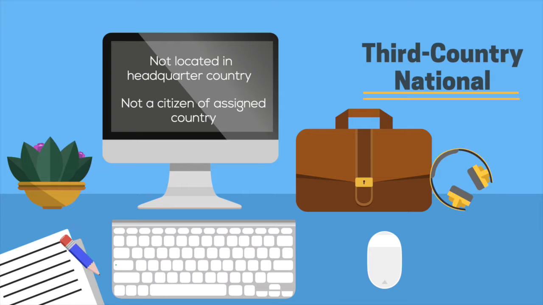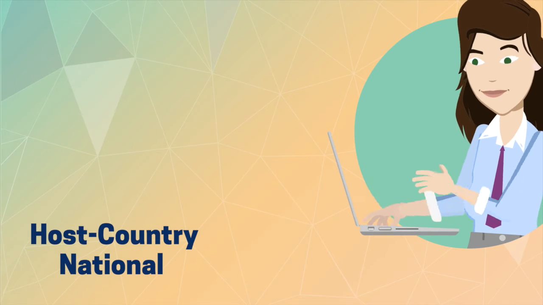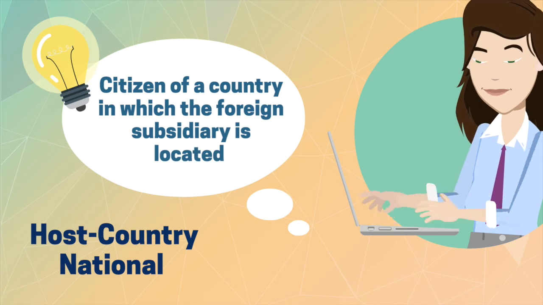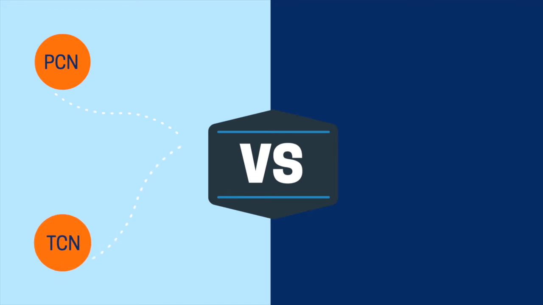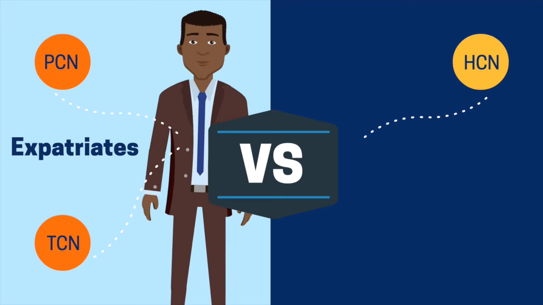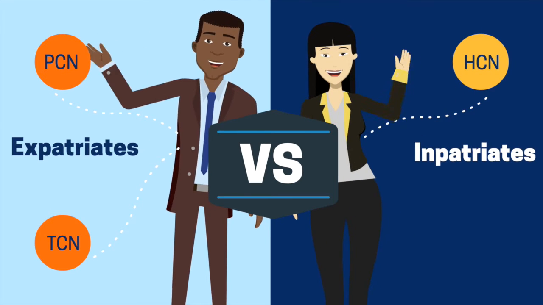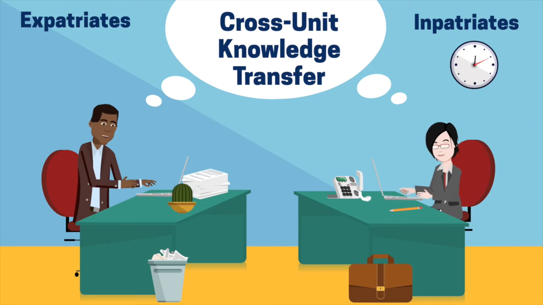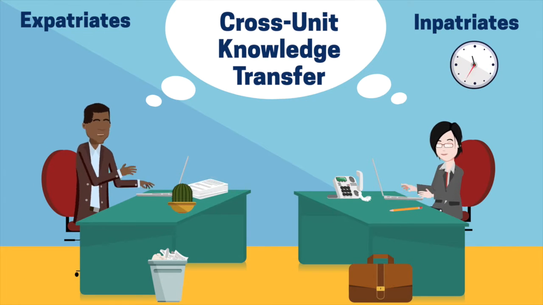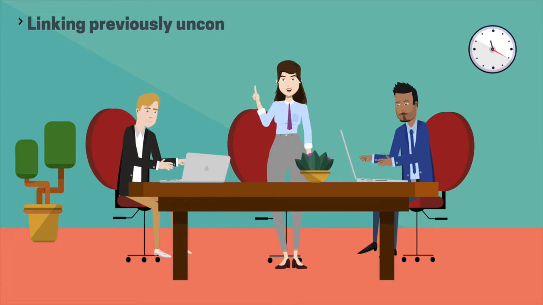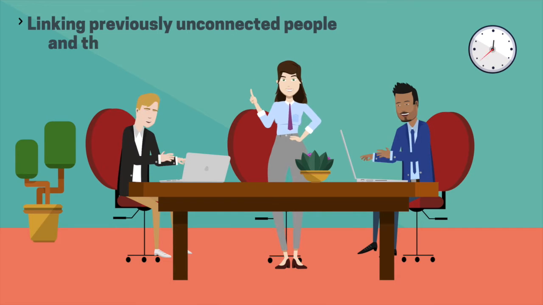In contrast to that, a host country national is an employee of an organization who is the citizen of a country in which the foreign subsidiary is located. Both parent country nationals as well as third country nationals are referred to as expatriates, while host country nationals are referred to as impatriates. Expatriates and impatriates do not only influence cross-unit knowledge transfer through their own direct and personal contact, but also by linking previously unconnected people and their knowledge across multinational company units.